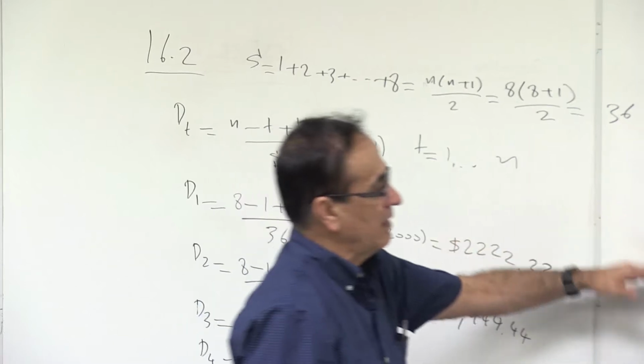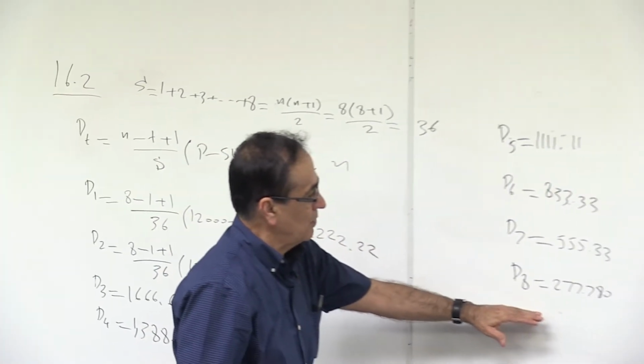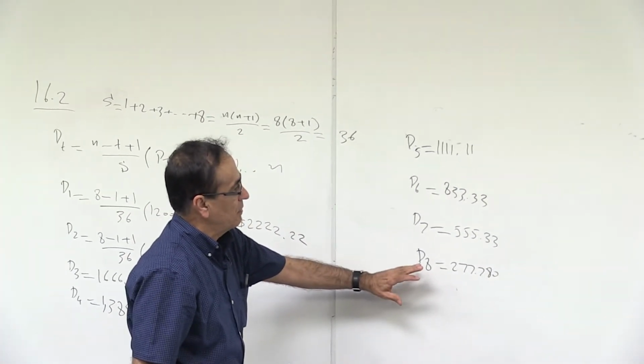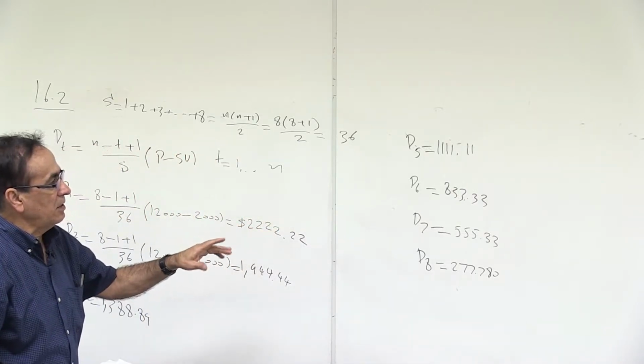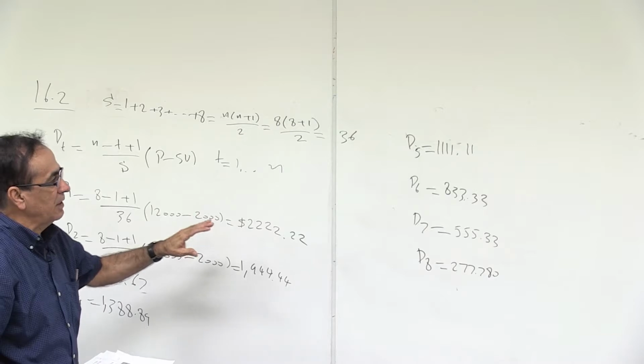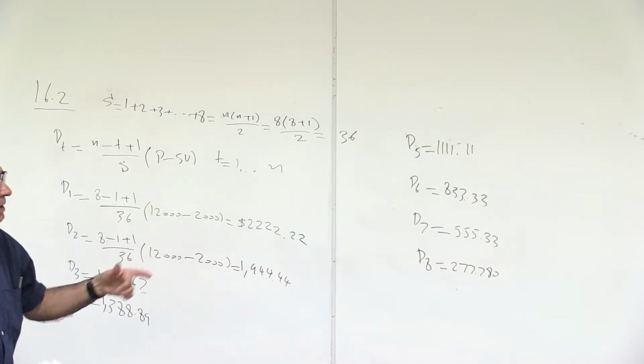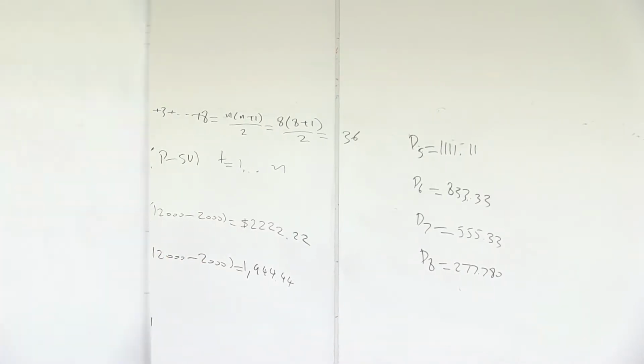As you can see, when we get to the end of year 8, it's going to be very small compared to year 1. In a straight line, the depreciation was constant every year, but here it's going to be decreasing every year until the end of life of the equipment.